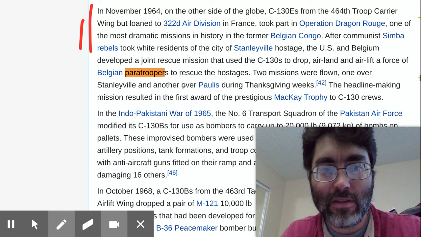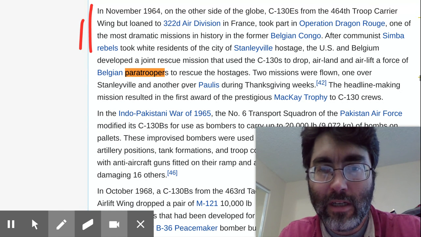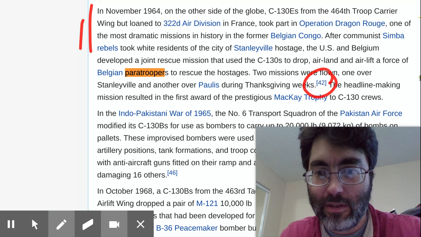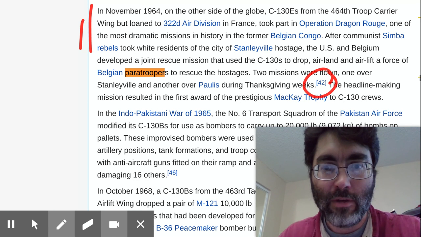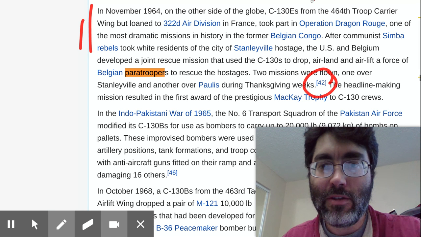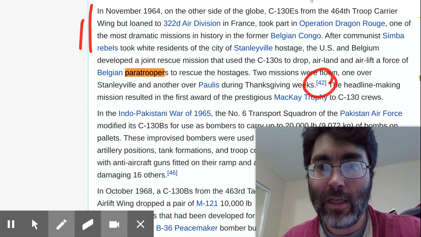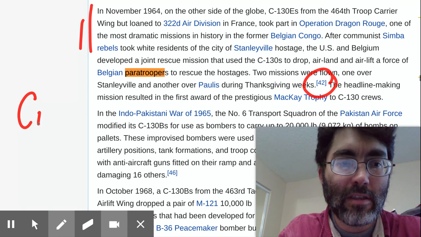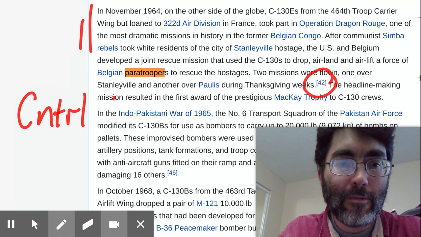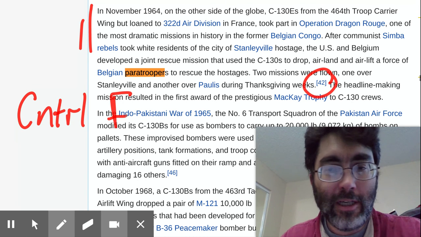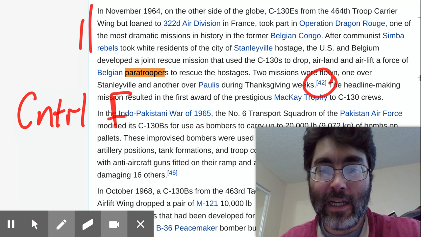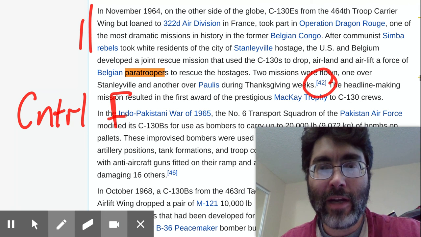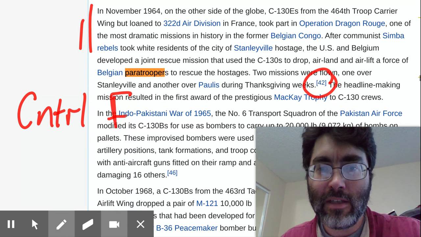Okay, so there's one where they had Belgian paratroopers rescue hostages. This one does have a source. So if I wanted to look that up, I have a source to go to. All right, but notice that I had to use the find up here, and that's Control-F to do that. All right. Now that we've done that, in the next video, I'm going to talk about actually going through the sources and surveying them.